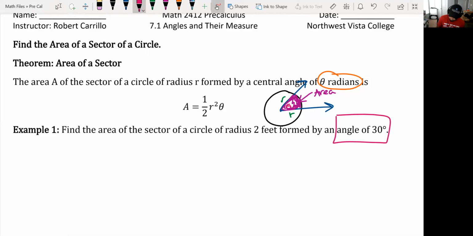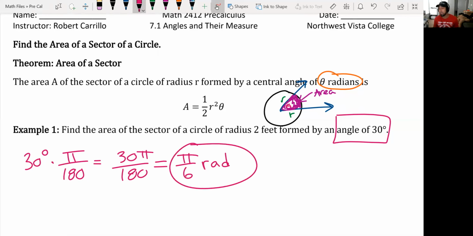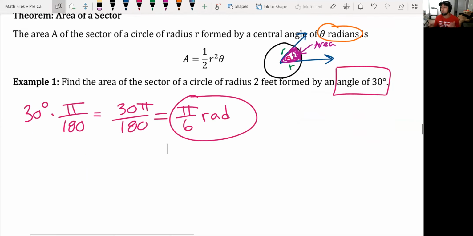So we take 30 degrees and multiply it by pi over 180. You get 30 pi over 180, which will reduce to pi over 6 radians. Which means now we can plug into the formula because we have converted degrees into radians.